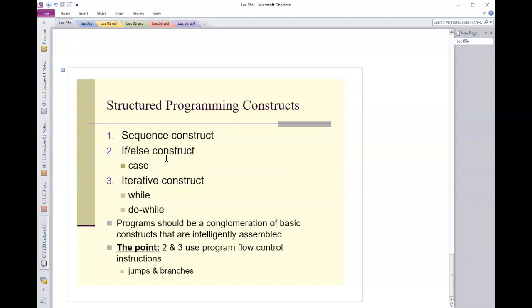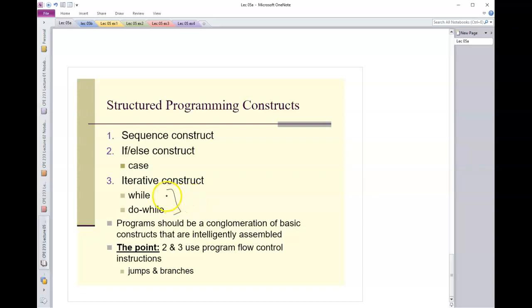So these are the three constructs. First, the sequence construct, which is really nothing: it's just do something, a normal instruction. The other construct is the if-else construct. Typically, there's also a case, which is a special version of an if-else construct. And the last construct is iterative constructs. There are two types of iterative constructs that we'll look at. There are actually two other types, but this is all we're going to look at: while loops and do while loops.